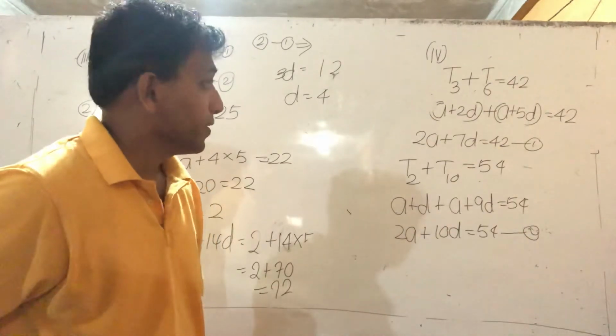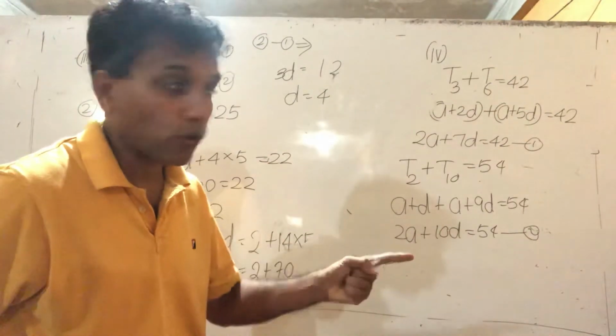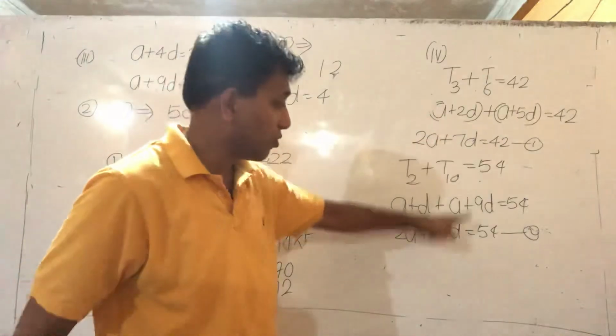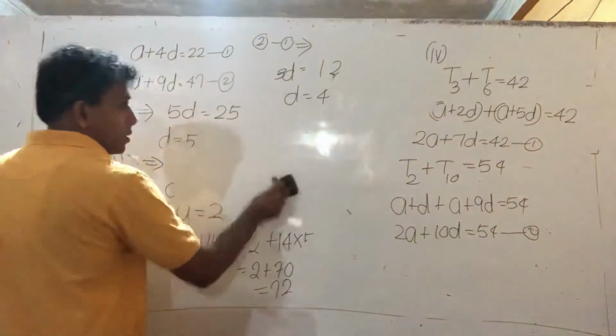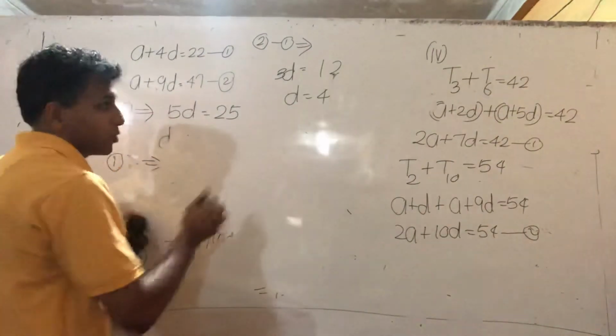Next, go to the first term. Put D for 4 here or there and find the answer for A. Can I take the first equation?